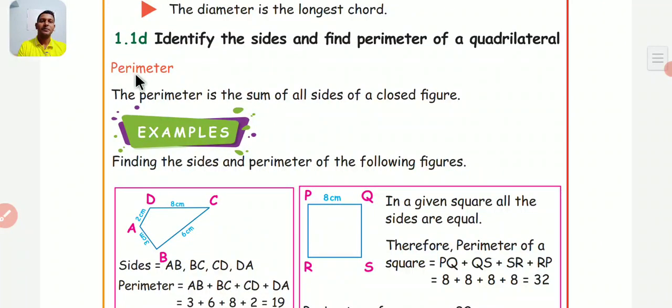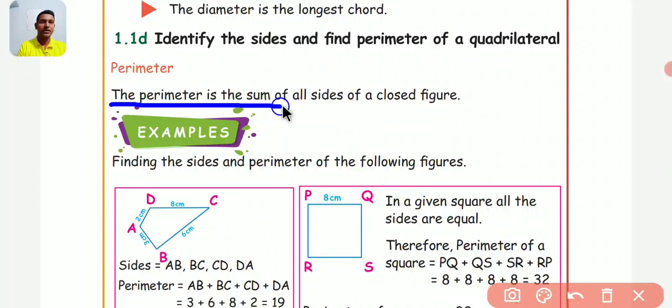Perimeter. In Tamil we can say sutralavu. The perimeter is the sum of all sides of a closed figure. This is very important. The perimeter is the sum of all sides of a closed figure. Sum of all sides means you have to add all the sides, then you will find the perimeter of the figure.